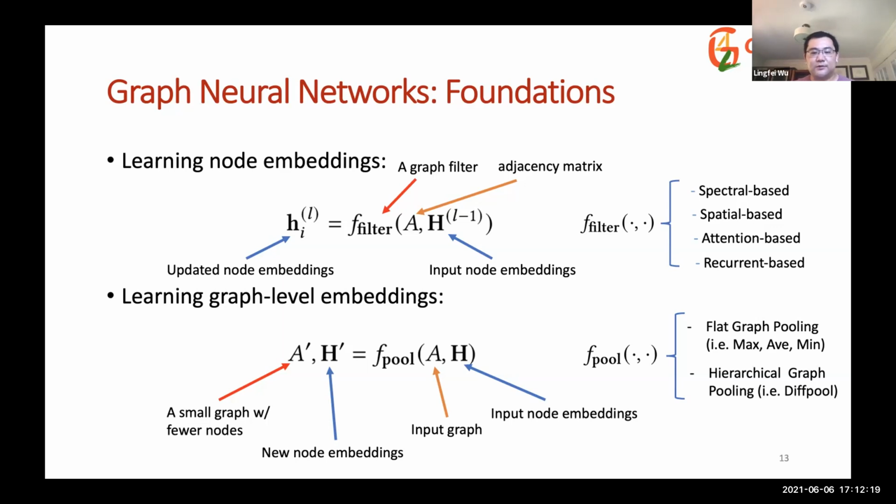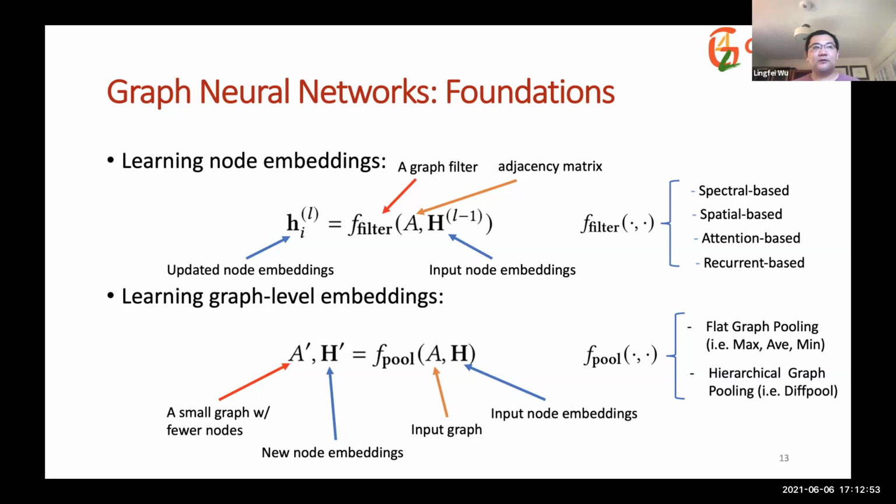This is where we introduce the pooling operation. The pooling operation takes the input graph and the input node embedding, and then generates a smaller graph with fewer nodes, and also generates a new node embedding. Conceptually, we can divide them into two different groups: one is called flat group pooling, the other is called hierarchical group pooling. Flat pooling is probably the most used operation in most NLP applications. For example, you're very familiar with max pooling, average pooling, or mean pooling.